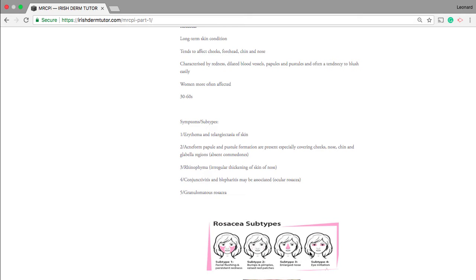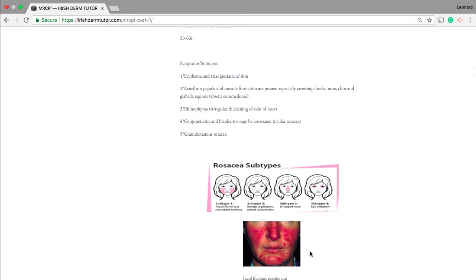You can get an ocular rosacea, in which a patient presents with conjunctivitis and blepharitis. And finally, there is a variant called granulomatous rosacea, which can present as these hard nodules with marked erythema. And when you take a biopsy of this, you'll see granulomas. Now, these are the different subtypes.